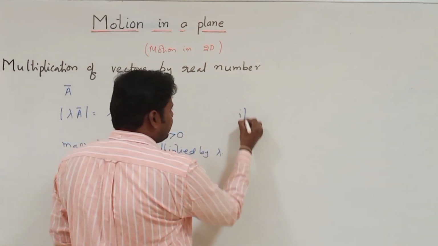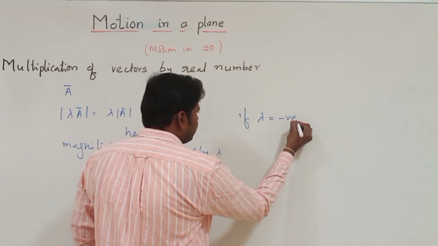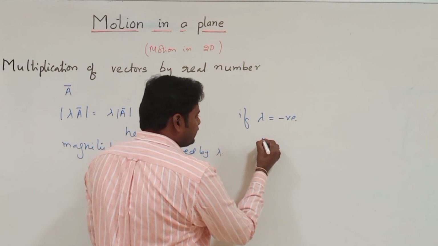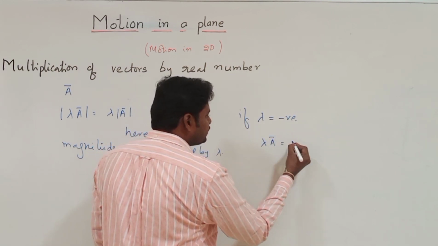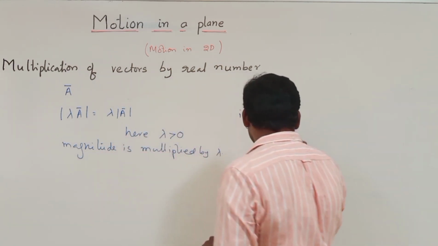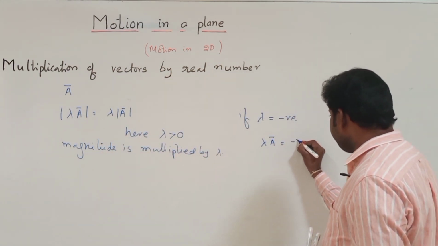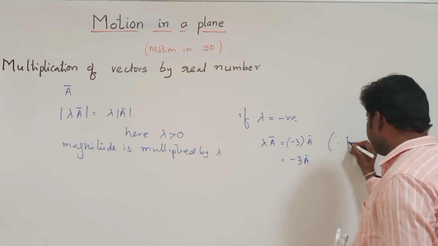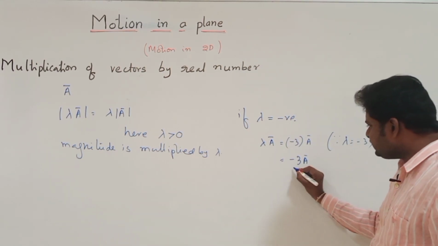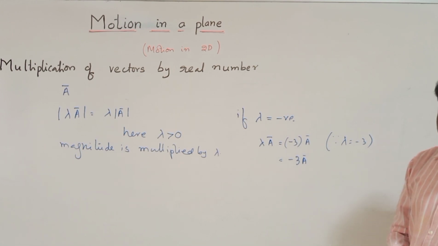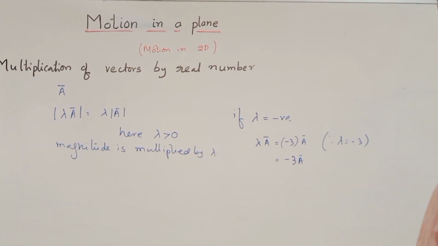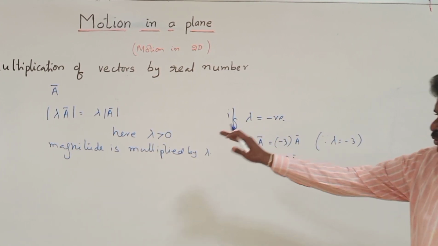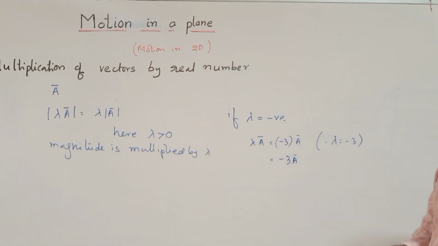Suppose lambda is negative, what happens? Lambda into vector A, let's say 3 into vector A, you will get minus 3A, where we assume that lambda is equal to minus 3. Now the direction is opposite to the earlier. So the multiplication factor, whether positive or negative, decides the direction of the result. Earlier this was positive, now this becomes negative.